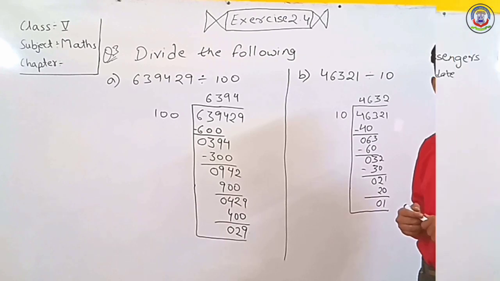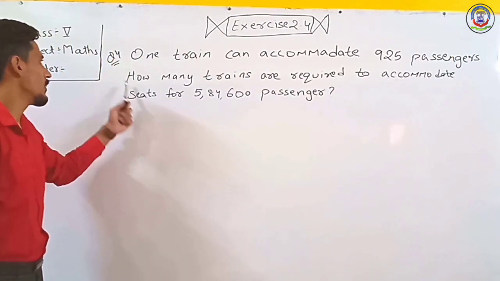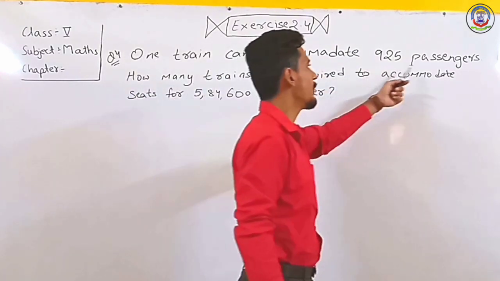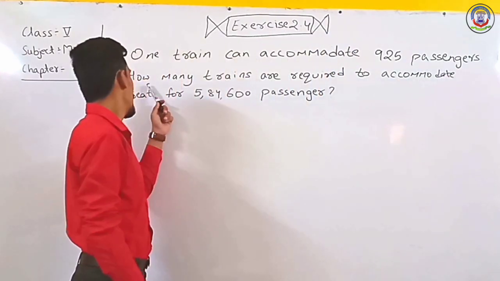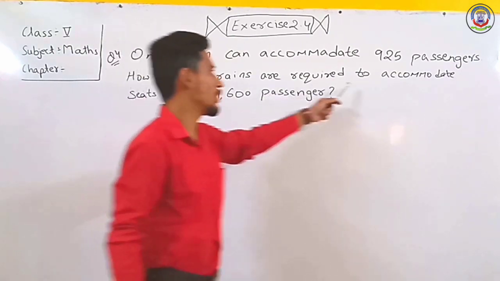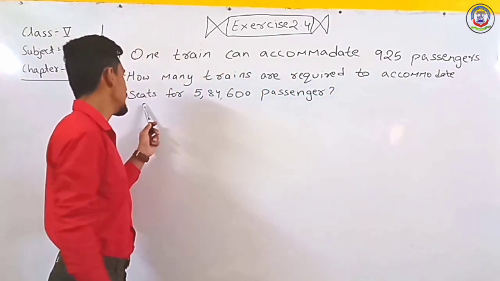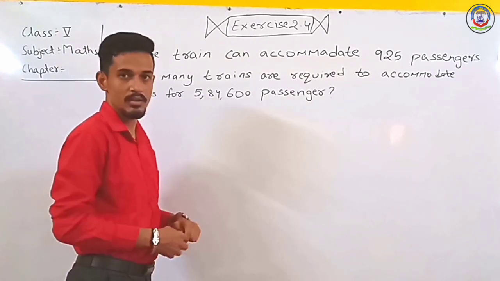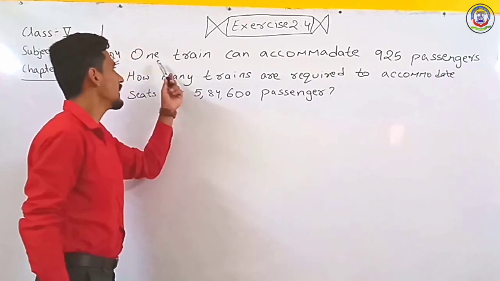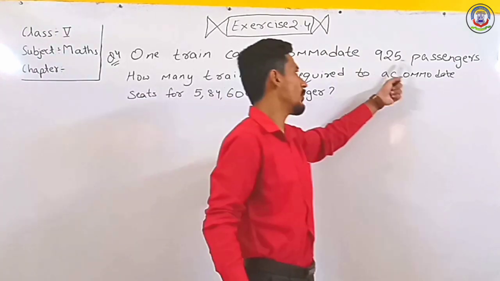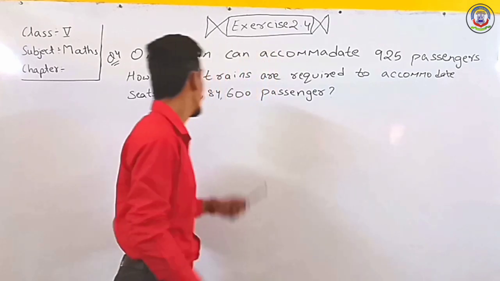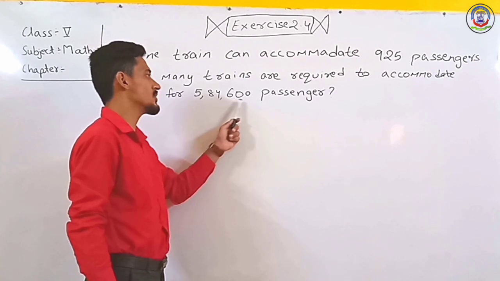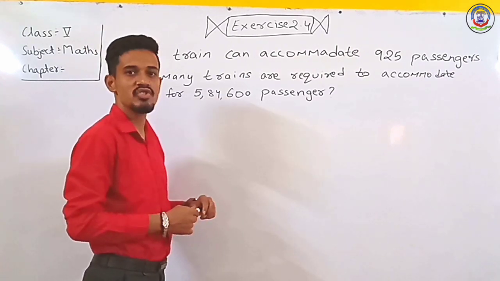Okay. Now question number 4. One train can accommodate 925 passengers. How many trains are required to accommodate seats for 5,84,600 passengers? So here we are told that one train can seat 925 passengers. So if the total passengers are 5,84,600, how many trains will be needed?